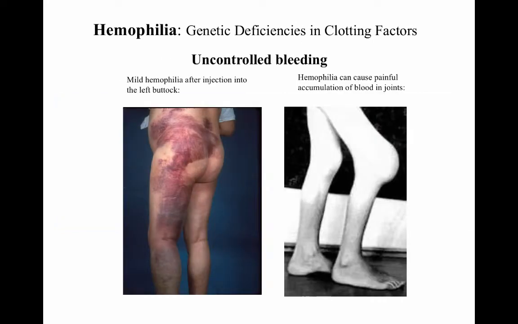Hemophilia, genetic deficiencies in clotting factors. Hemophilia, blood-loving, to have uncontrolled bleeding. This would be what's considered mild hemophilia after an injection into the left buttock. And hemophilia can also cause painful accumulation of blood in the joints. So uncontrolled bleeding with a lack of clotting ability can be a real problem.